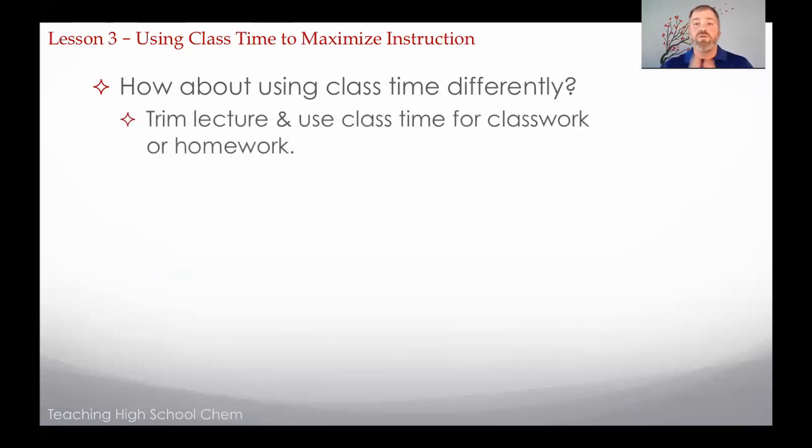So for me, what I do is I trim lecture, and then I use class time for classwork and homework. This can really work for any lessons, but it is best used for lessons that are skills-based, like your nomenclature, conversions, mole conversions, quantum mechanical model where you're doing your electron configurations, things like that. Or in the atomic theory unit when you're doing protons, neutrons, and electrons in atoms and isotopes and ions. When you're doing those skill-based things, this really works well. It can work for just facts, but not as well.